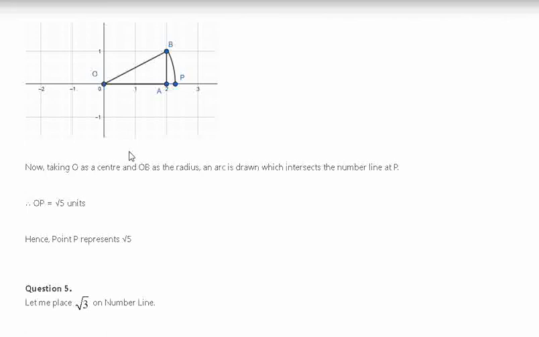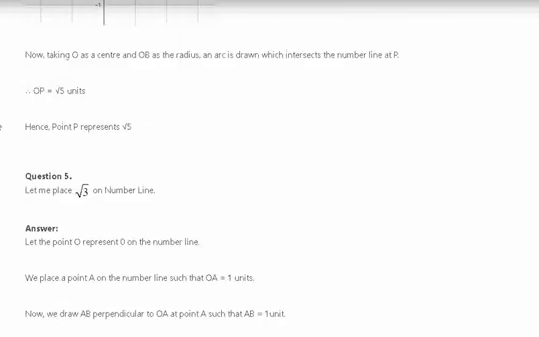Now taking O as a center and OB as the radius of an arc, an arc is drawn which intersects the number line at P. Okay, so this is the arc, and it intersects the number line. O is the center and OB is the radius. An arc is drawn which intersects the line at P. Okay, so OP is root 5 units.